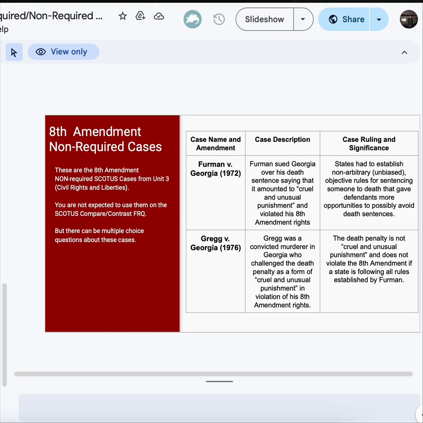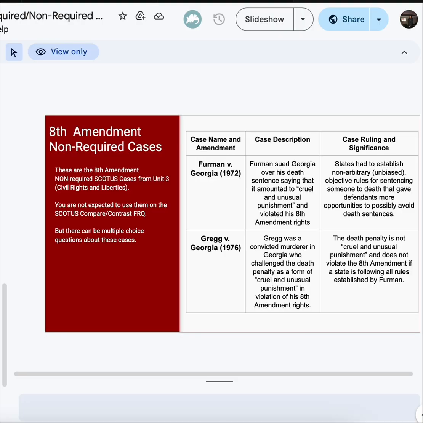The Supreme Court ruled that the way the death penalty was being used at the time was arbitrary and biased. It often depended on race, location, or the discretion of juries, and this effectively halted the death penalty nationwide until states created fair procedures. The holding of this was that the death penalty systems at the time were unconstitutional due to arbitrary application. It violated the 8th Amendment's protection against cruel and unusual punishment.